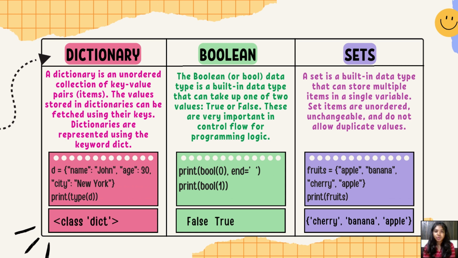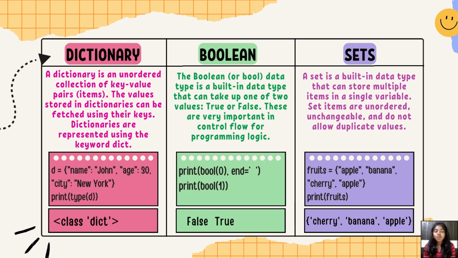30, and New York. The Boolean or bool data type in Python is built-in and can take one of the two values, either true or false. These are very important in control flow for programming logic. Here, bool of 0 returns false because 0 is considered a falsy value in Python. On the other hand, bool of 1 returns true because 1 is regarded as a truthy value.